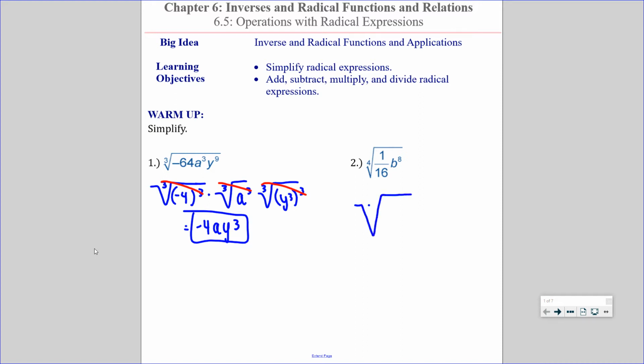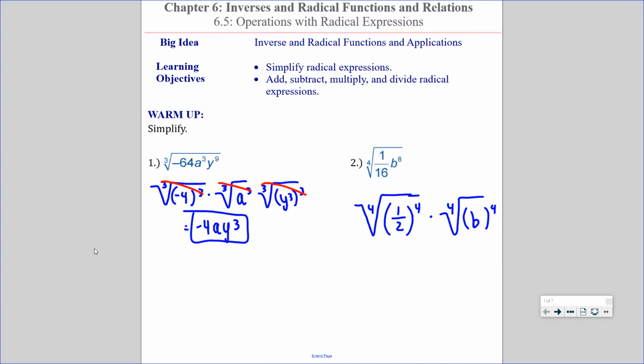I heard Riley say 1/16 could be written as 1/2 to the 4th. And that is correct because of what we know about exponent properties: if I raise a fraction to an exponent, 1 to the 4th would give me 1, 2 to the 4th would give me 16. Or 1/2 times itself 4 times would give me 1/16.